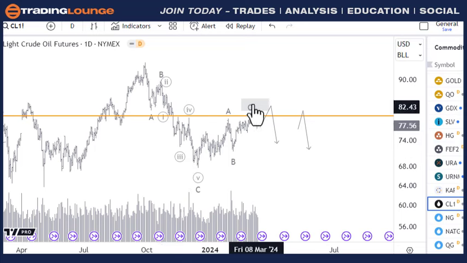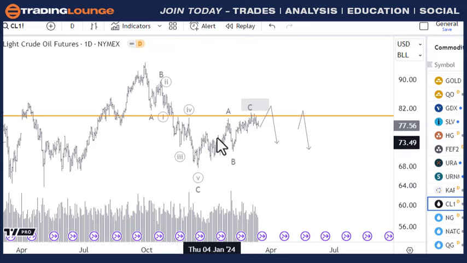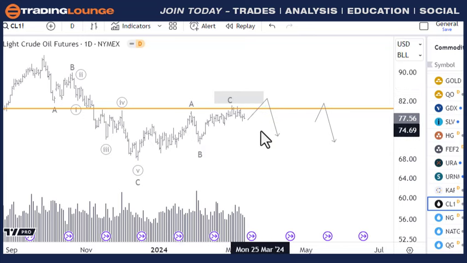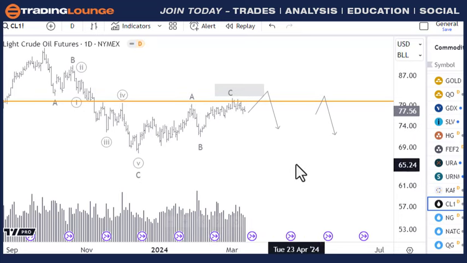But the move up here, you can be assured, is corrective. This particular first move here could also be labeled in a different way, but whichever way you want to label it, this move here is corrective. So it's just a matter of this playing out. We're not seeing any increased volume on these little moves down here just yet, so not ready to move on that.